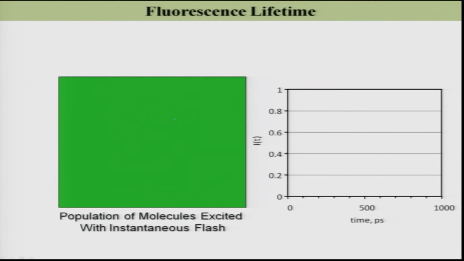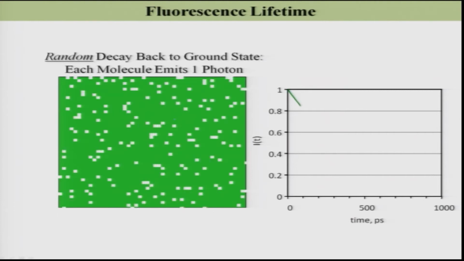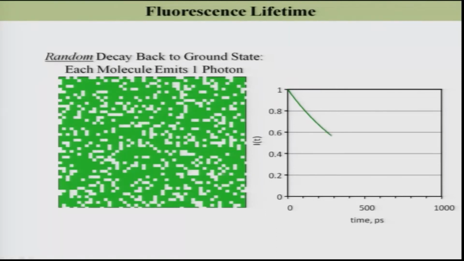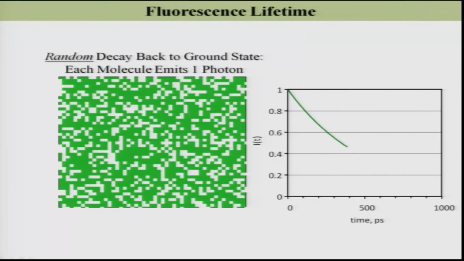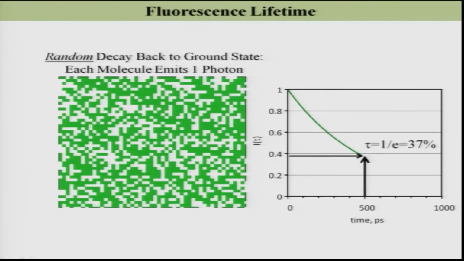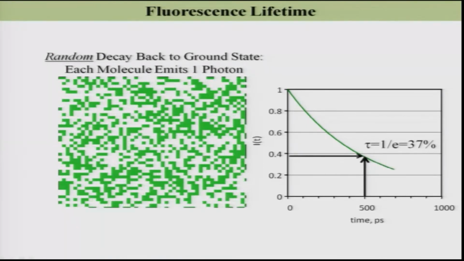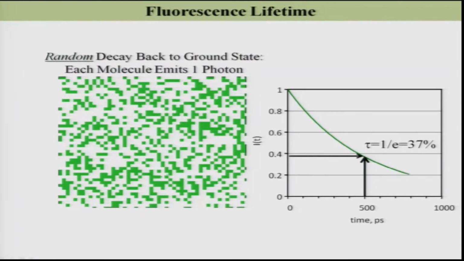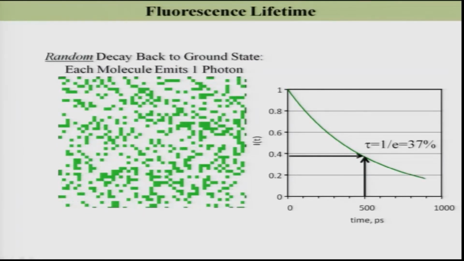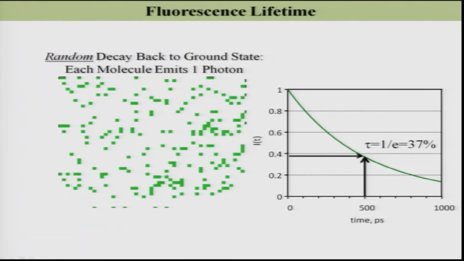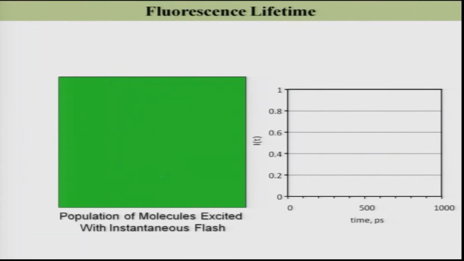As I have tried to show you by this animation, as you can see here, this molecule was in the excited state, now it has become ground state. So, this molecule is in the excited state, now it is in the ground state, right. Green means excited state, white means ground state. So, it is a random process. Let me run it again.